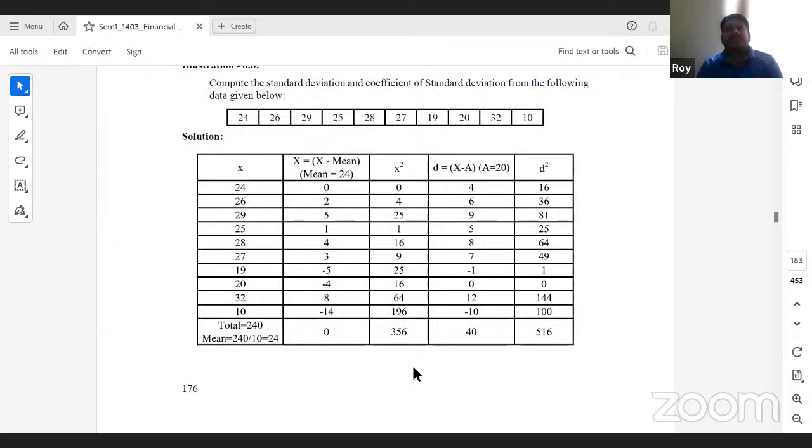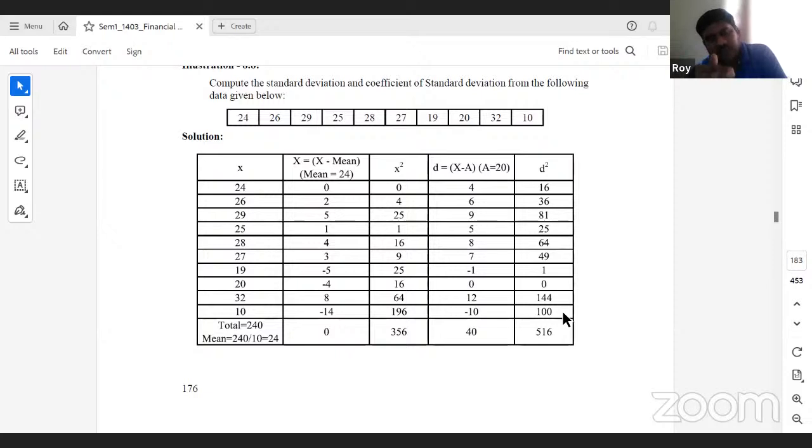How will you get the deviation? Assumed mean, the capital X minus assumed mean. You calculate this, then you will get this value. See, this is X. This is the given value minus assumed mean. 24 minus assumed mean 20, you will get this value. And square them. See, you are calculating X, squaring them. Calculating D, squaring them. Again, to calculate the D, formula is X minus A.